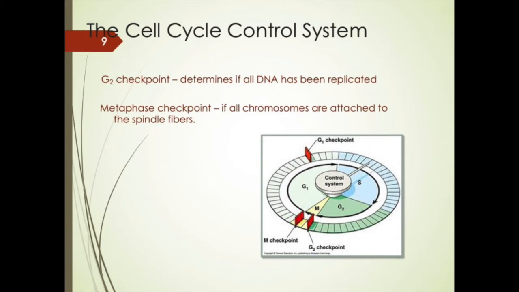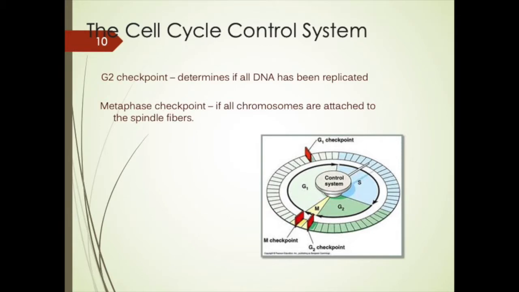Okay. Then there's the G2 checkpoint. After the DNA is replicated, there's a bunch of enzymes, a bunch of proteins that go through and make sure it has been replicated. So this is a G2 checkpoint. After G2, then comes mitosis.